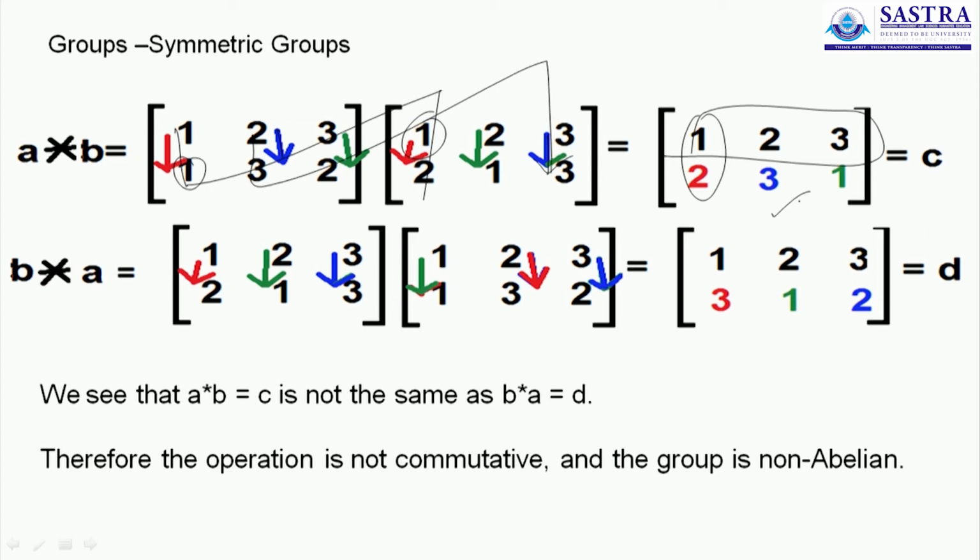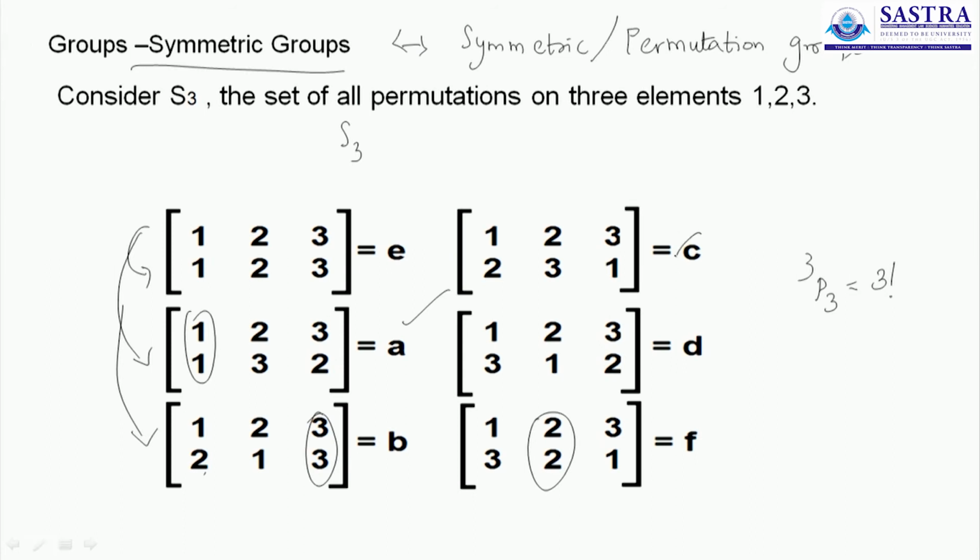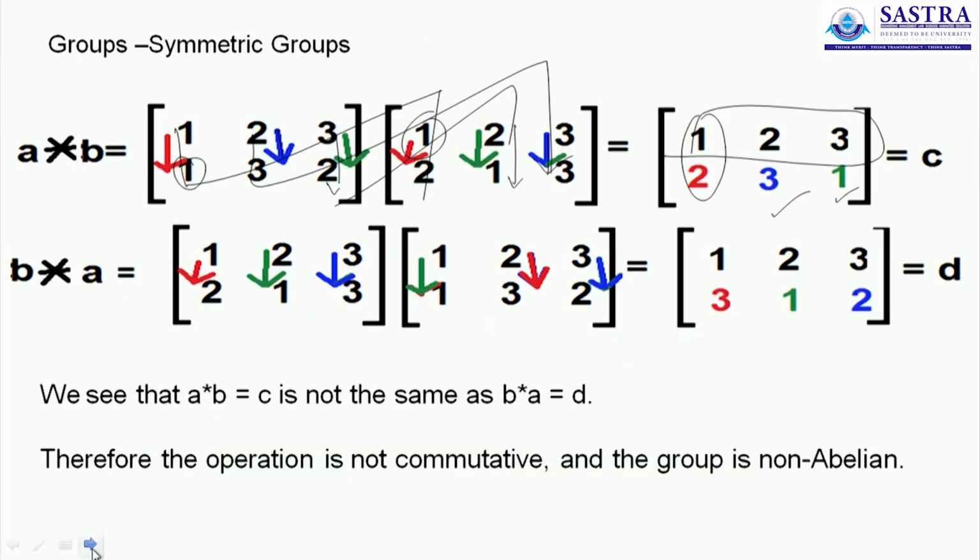The last part, 3 goes to 2, but 2 goes to 1. That's highlighted in the green arrow. 3 goes to 2 and 2 goes to 1. We have 3 going to 1. This is the permutation that we have denoted by the element C. So 2, 3, 1 is the element C.